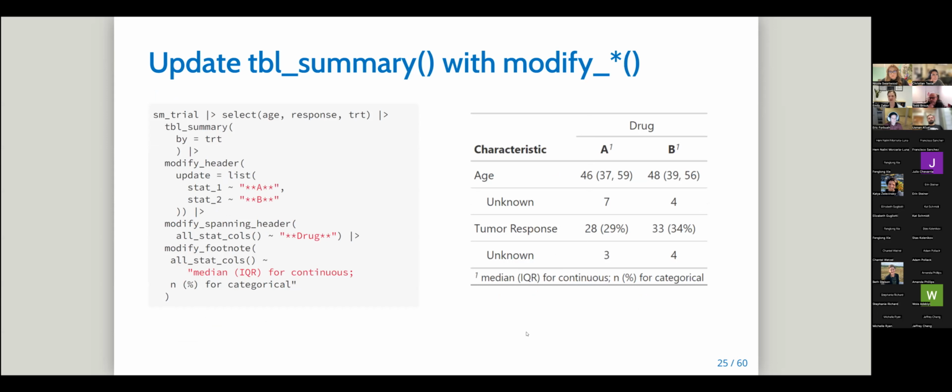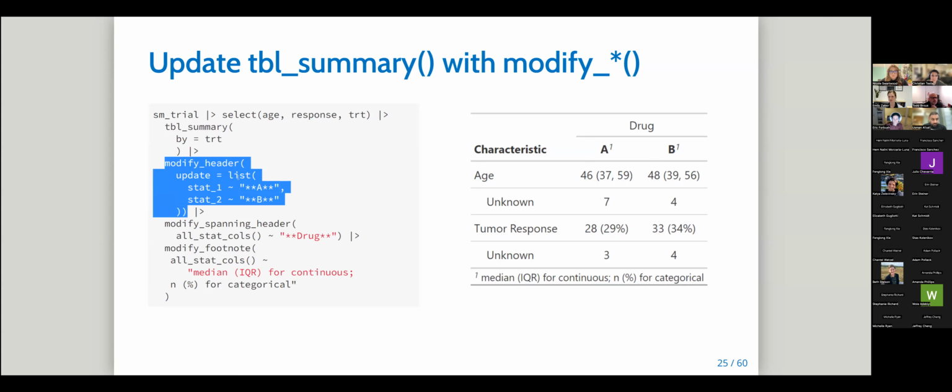And then we can also update the features of the table itself using the various modify functions. So again, here I have my trial data. I'm just selecting 3 variables now, age and tumor response and treatment. And I'm going to make my table according to my treatment variable for the columns. And now I want to update the header rows. So if you recall before, this said drug A and drug B with the sample size next to it. But I want to modify that header, and I'm doing that here. And so I say update equals, and I'll show you how to figure out how to get this information in just a second, but this is the way I update it.